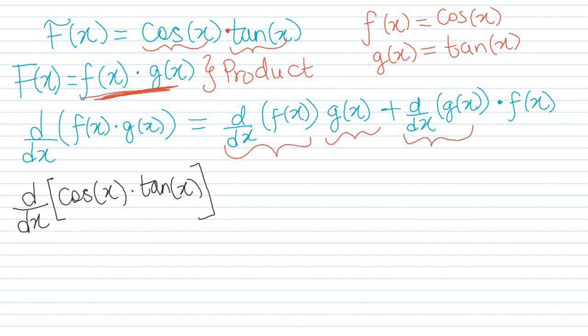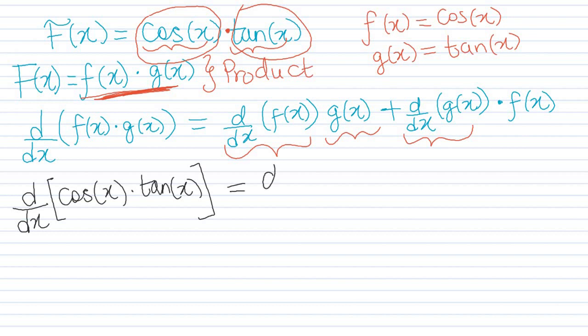But just for consistency in calculus and to avoid confusion, we make the first sub-function f of x and the second sub-function g of x. So we make the first sub-function the first thing that appears multiplied by the second term or sub-function that appears. So that's important for you to know. But let's go on to solve it.